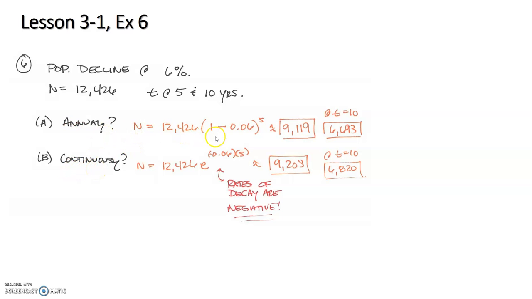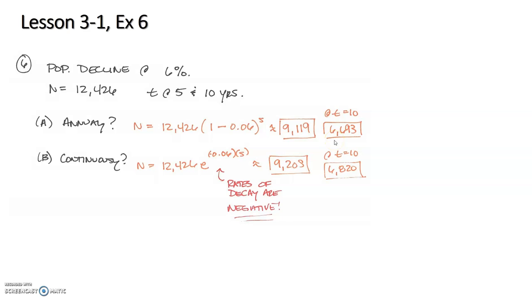So if it's annual, we don't need the natural base. We can simply subtract 6% from 1. Again, why would we do a subtraction? Because the population is declining. So this is actually going to be sub 100%, if you think about it that way. We're going to raise that to 5 here because we're doing t at 5 years, and that's going to be 9,119. So declining at 6% on an annual rate is going from 12,000 plus to a little over 9,000. At 10 years, at that rate, it will drop from a little over 12,000 to about 6,700. You can see the exact amounts there.